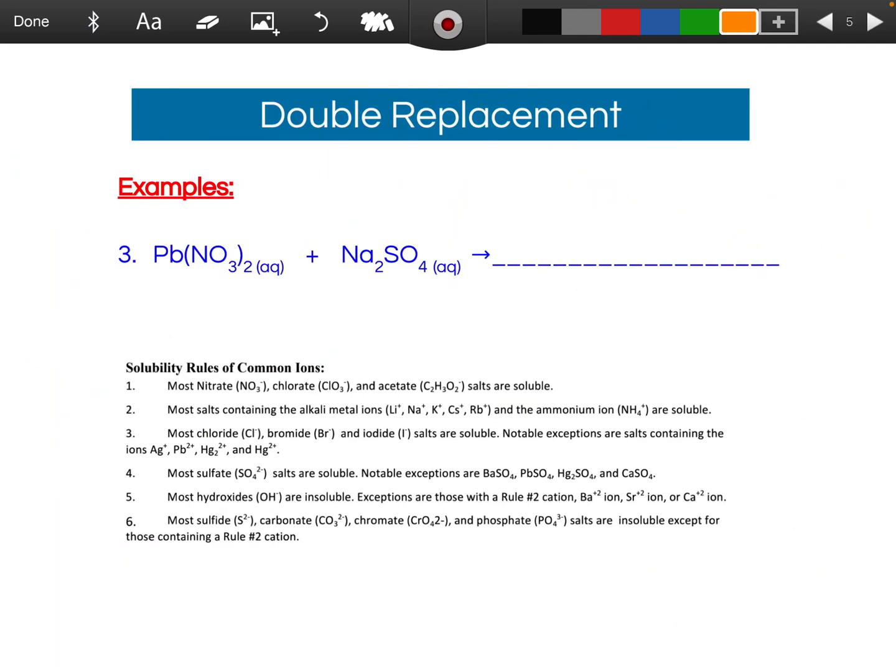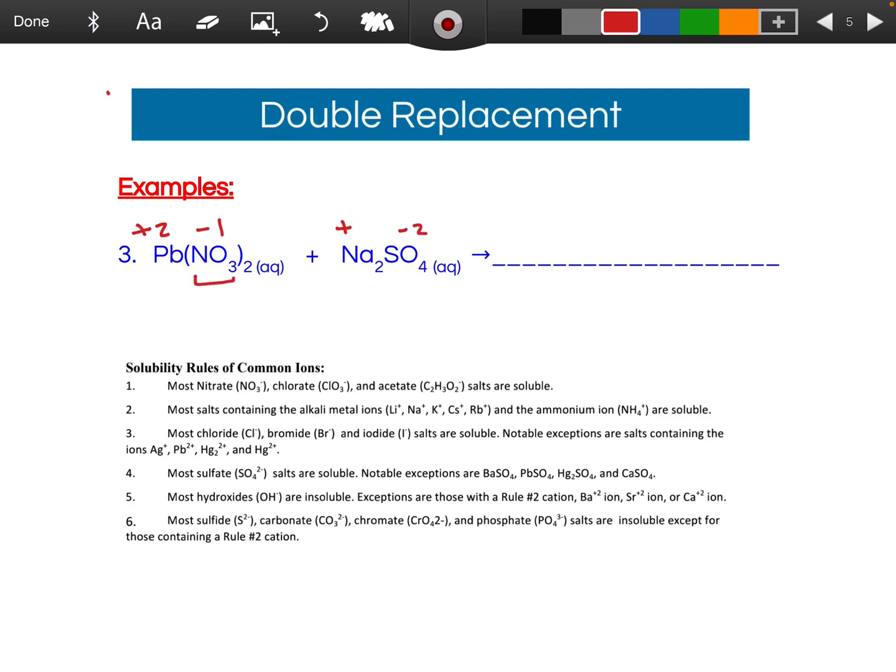All right, so here is our last and final example. Again, make sure you try this on your own before you check the key. So the first one, we have lead nitrate. Nitrate is -1. We have 2 nitrates, so lead has to be +2. Sodium is +1 and sulfate is -2.